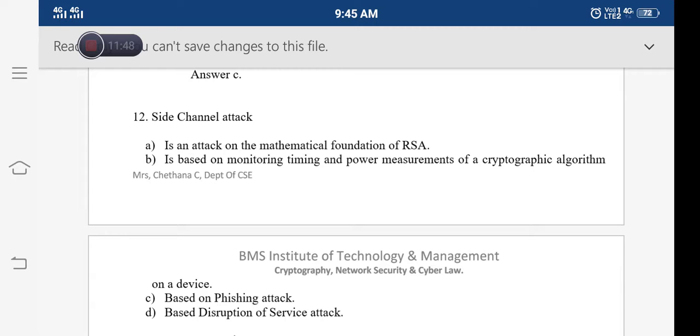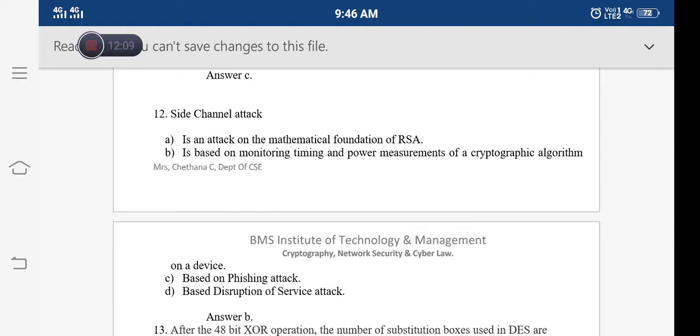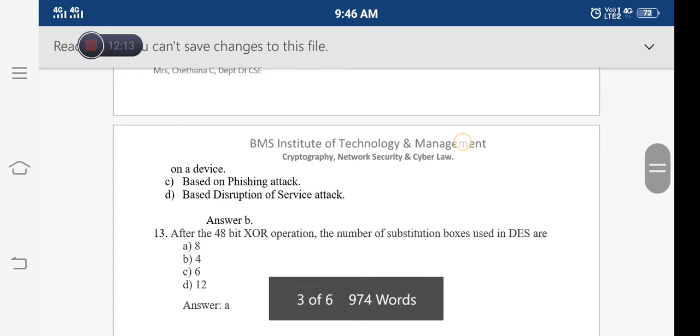Apart from this, the other way of performing a side channel attack is by inducing a fault in the hardware devices. So according to the given choices, the answer for the 12th question is B.